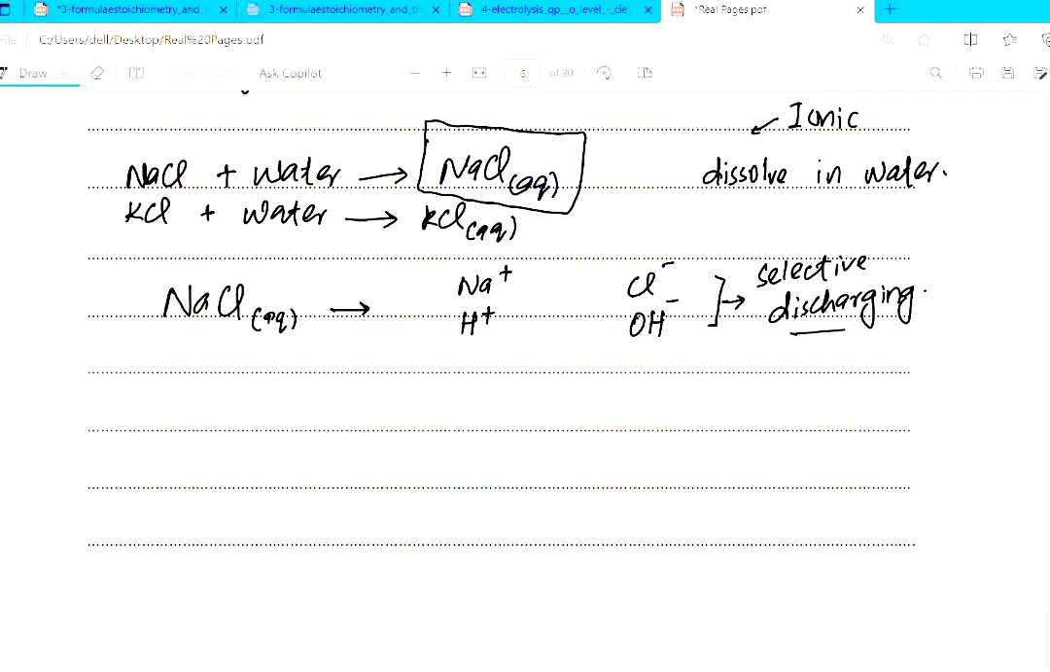What is selective discharging? When we have more than one ion, cations or anions, one of them will be preferred to be discharged. So it is called selective discharging, whether it is a cation or an anion. We need to know some factors on how these will be discharged. Let me tell you about selective discharging of ions.